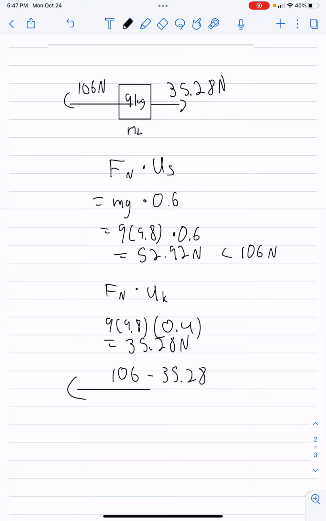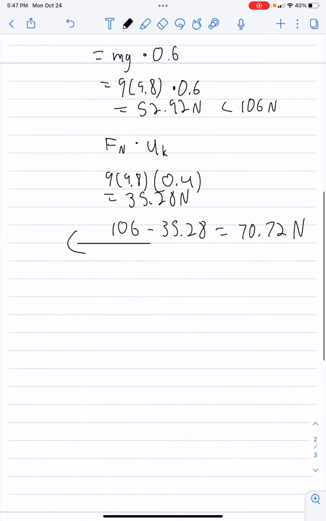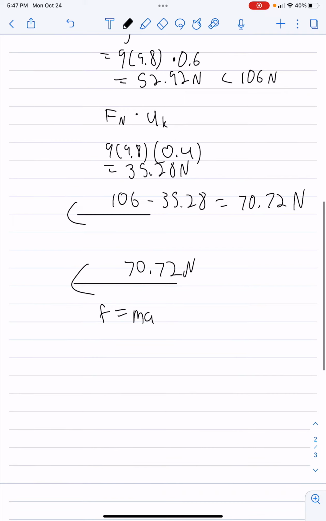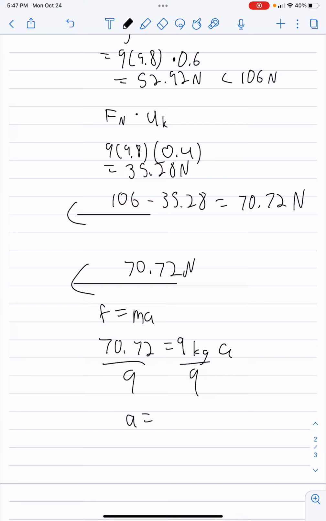And that'll get us 70.72 newtons. So, we know that F equals ma, Newton's second law. Our force is 70.72. Our mass is 9 kilograms. Our A is what we need to find. So to find A, we just divide by 9. And our A is going to end up being 7.85777, repeating with an 8 at the end.